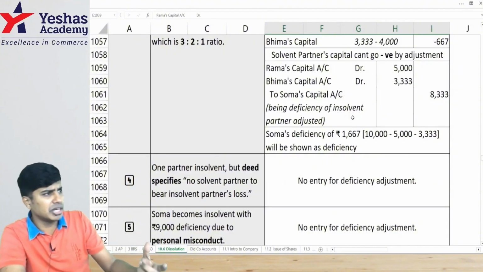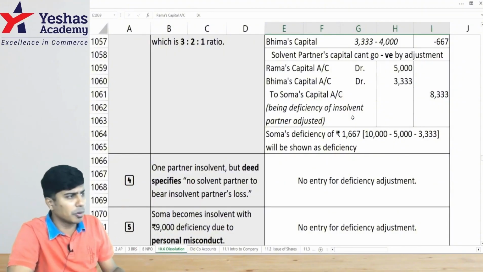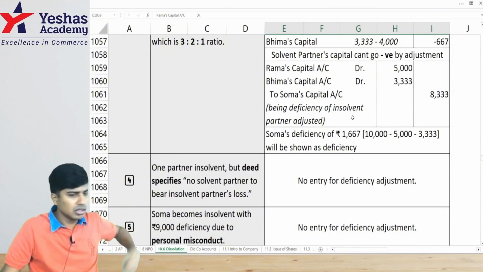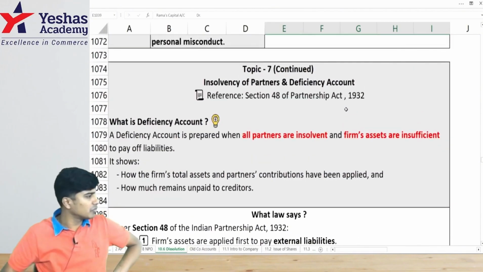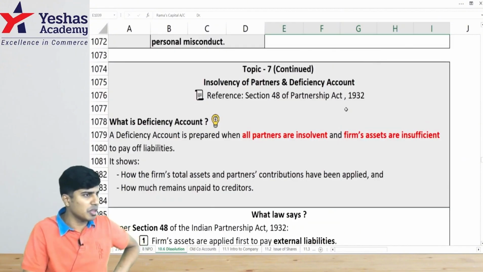I just gave you one summary of what you should do when you do big problems. We've done enough AQs on that for you to cover up. Then topic 7 continued. Same thing we are continuing. We discussed the insolvency of one of the partners.